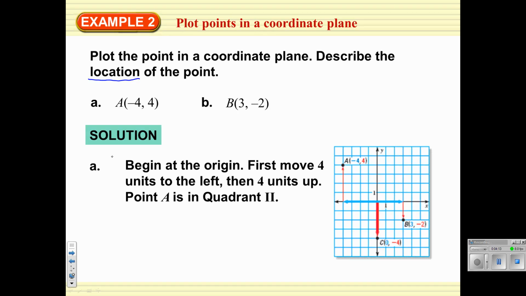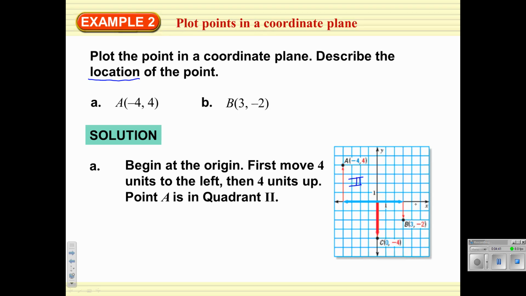So point A, start at the origin, and since our x-coordinate is negative 4, we go to the left 4, and then our y-coordinate is positive 4, so then we go up. So negative 4, that means to the left, and 4 up. We are in quadrant 2, and we know this because our x is negative, our y is positive. This is the negative, positive side of the coordinate plane.